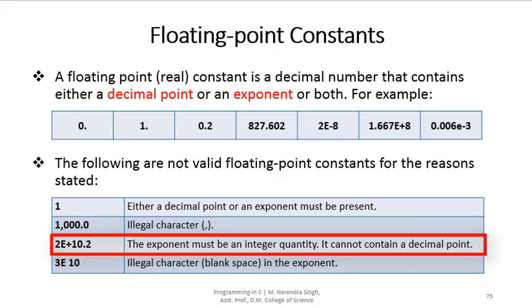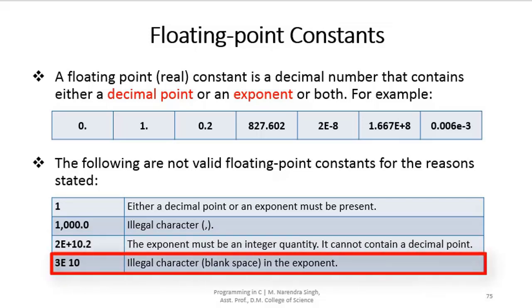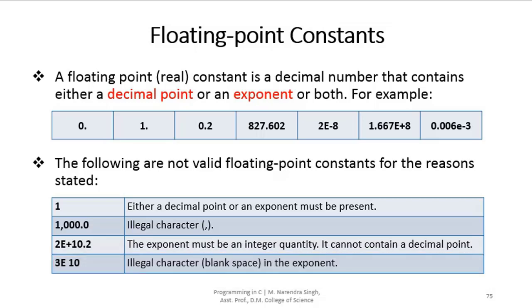The next number is 2e+10.2. It is not a valid floating point constant because in the exponent you cannot have a decimal point. Either it can be 10 or 2 but not 10.2. The next number is 3e 10. It is not a valid floating point constant because it has a blank space between e and 10. Blank space is an illegal character.